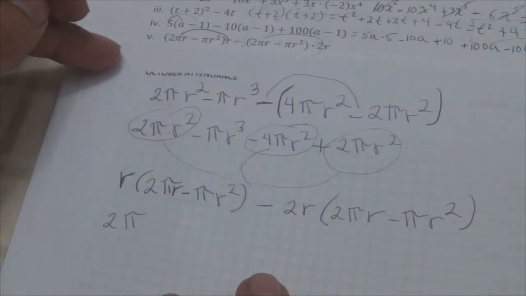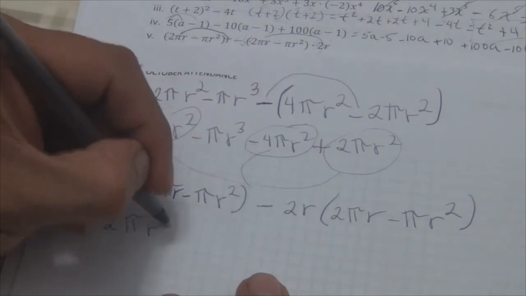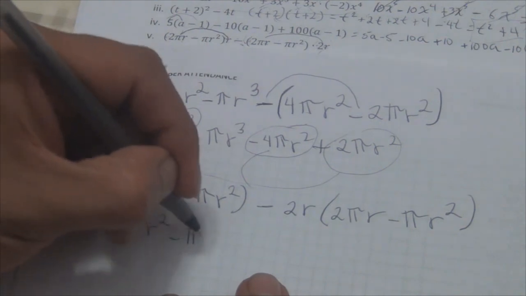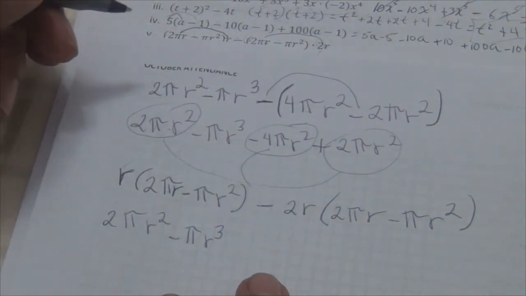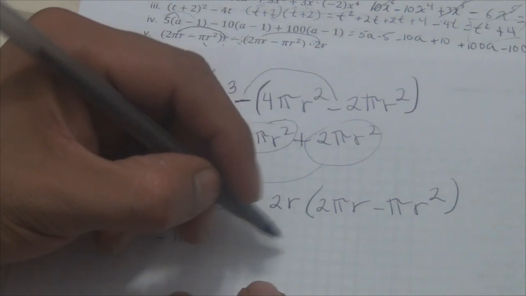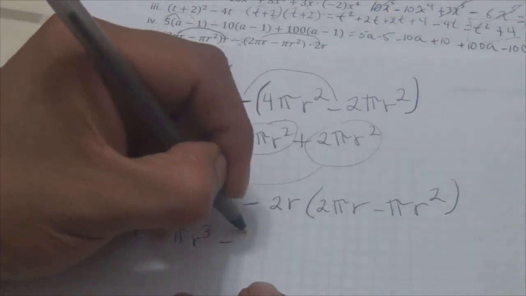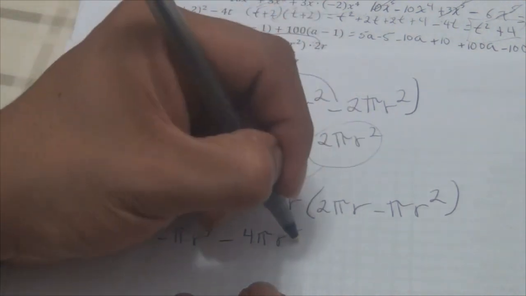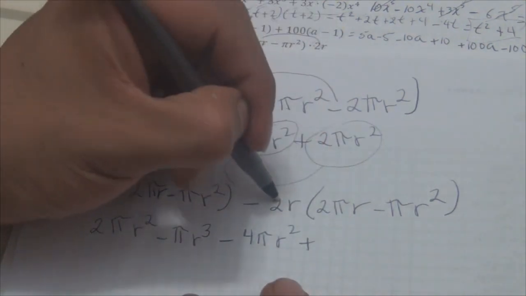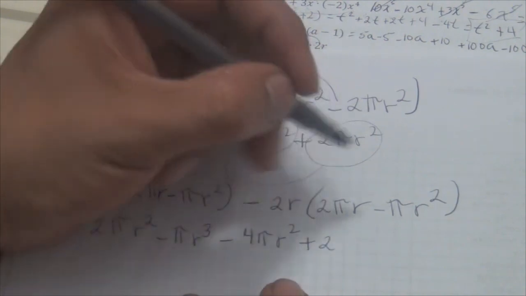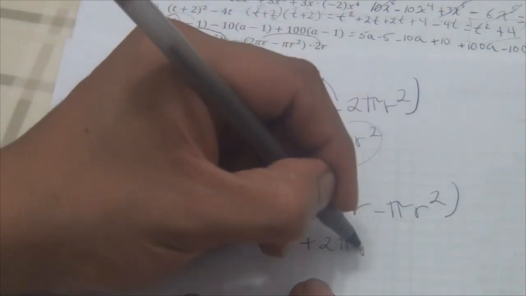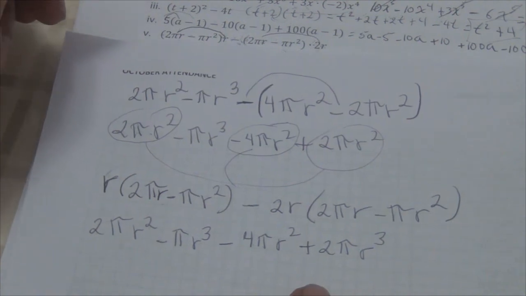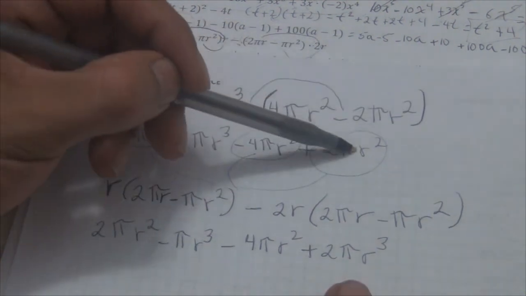2 pi r squared minus pi r to the third, minus 4 pi r squared plus 2 pi r to the third. Beautiful. I see what my mistake is.